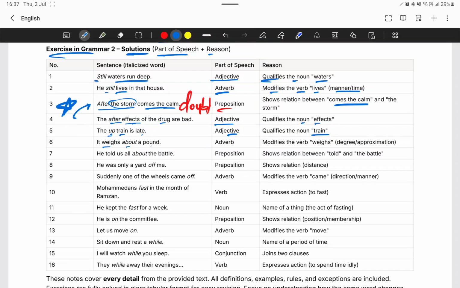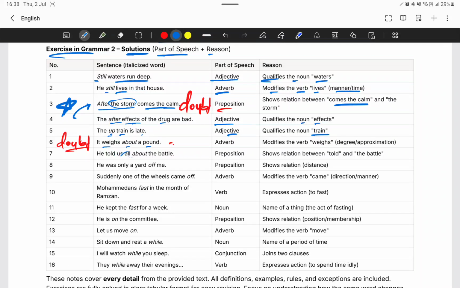It wakes about a pond is noun. Again, wait a second. It wakes about a pond. What is the meaning of it? I'm not getting the meaning of this sentence. So I'm going to mark it as a doubt and I'm going to figure it out in the doubt session. Okay, this is also a doubt.